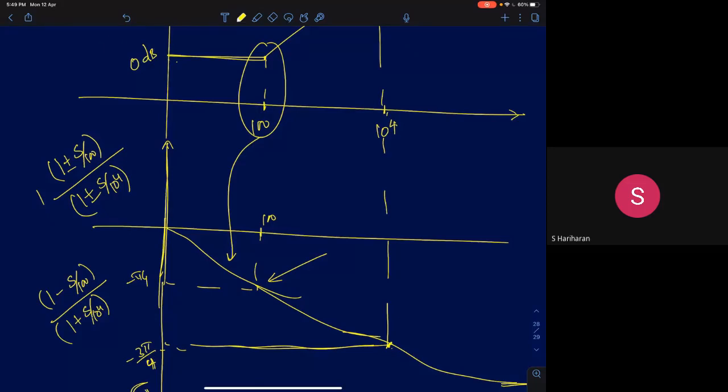So that's how I need to have the information of both the magnitude response and the phase response to uniquely say what is the corresponding transfer function. I need to know both. Only then will I be able to predict the response. I'll stop at this point.